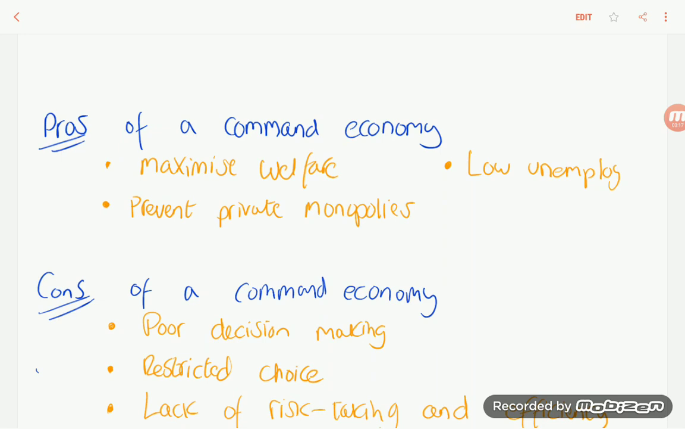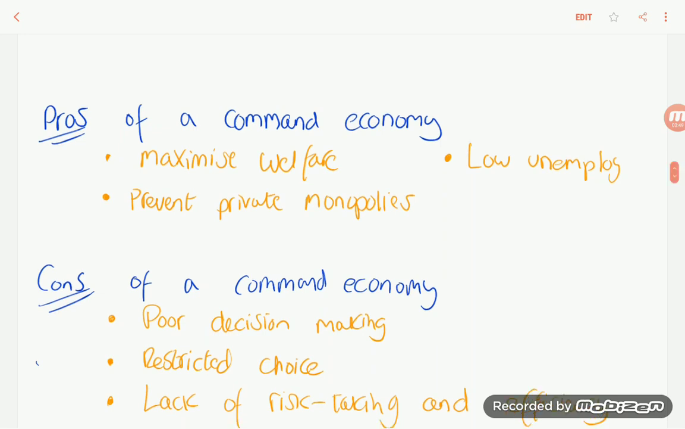Pros of a command economy. Market welfare. Governments have more control over the economy, so they can prevent inequality and redistribute income fairly. They can also ensure the production of goods that people need and are beneficial to society. Low unemployment. The government can try to provide everyone with a job and salary. Prevent monopolies. The market dominance of monopolies can be prevented by the government.